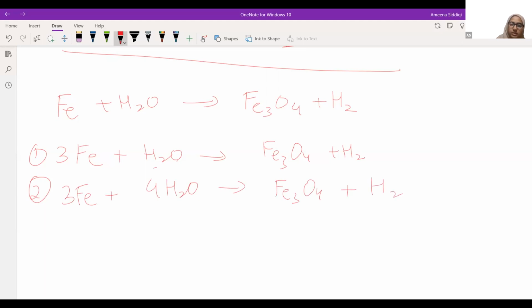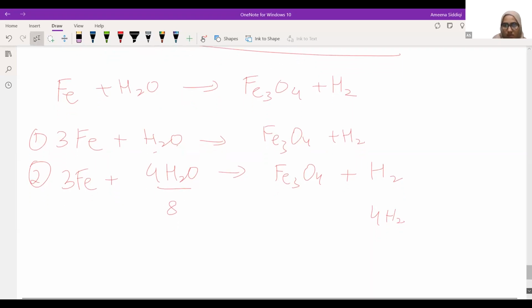Now the problem is with how many hydrogens? This is 8. So can we just add 4H2? Yes. Understood? Okay.